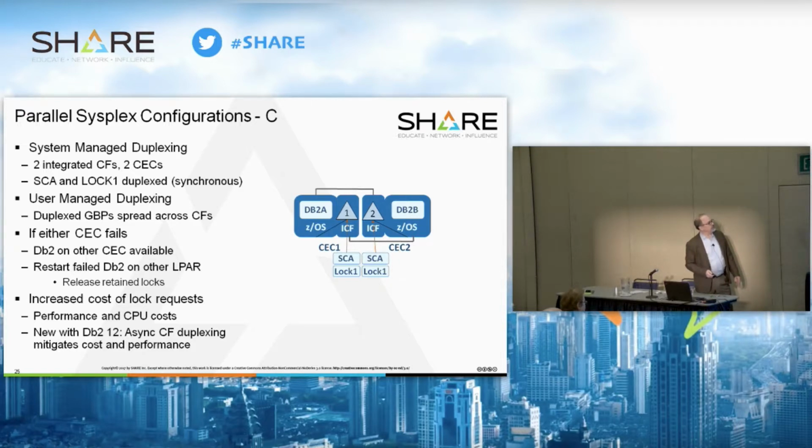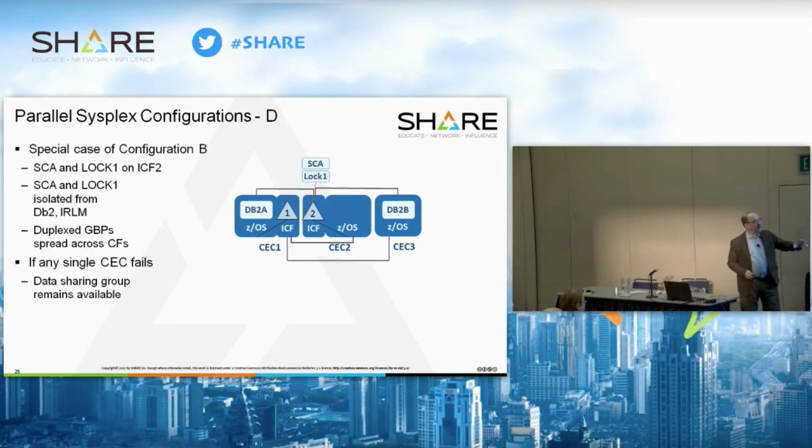And hopefully we'll get a chance to spend some time doing that. Okay, so that's what I call configuration C. Then there's configuration D. I've got 3 boxes, but the way I've set them up is I have a DB2 on 2 of the boxes and an ICF on the 3rd box that has the lock and the SCA. From the point of view of DB2, the lock and the SCA are failure isolated.